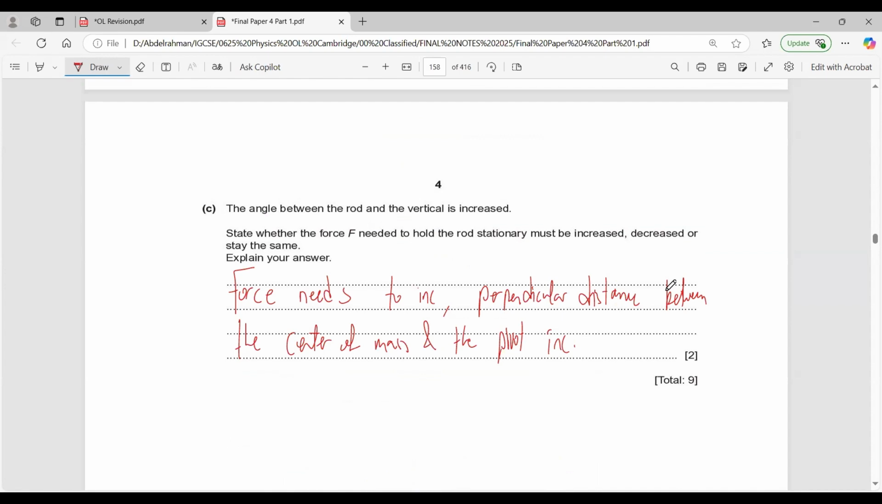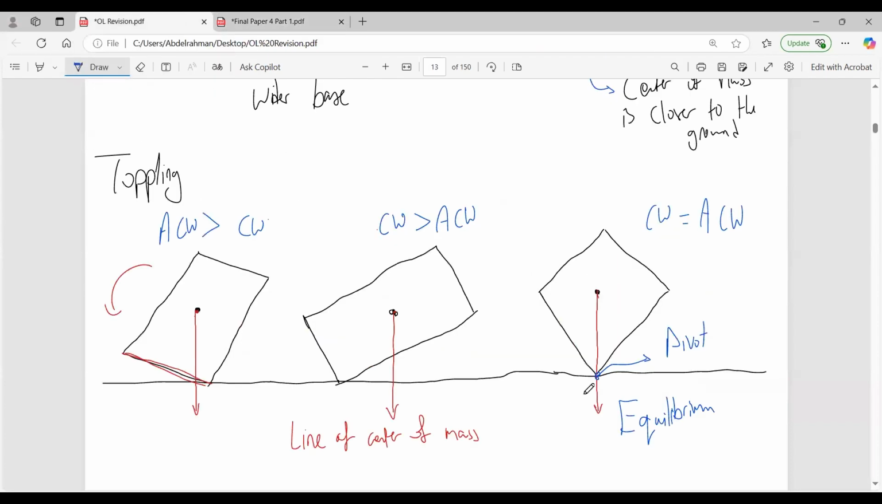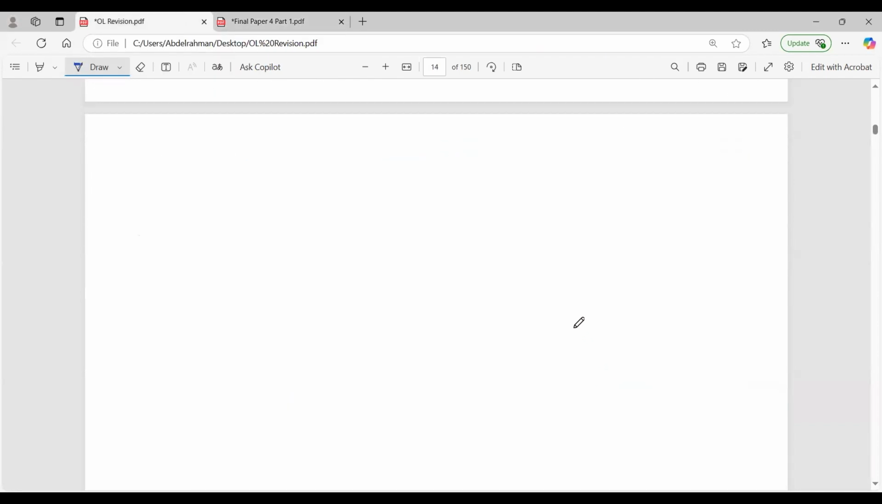Let's move on to momentum. Momentum is a really interesting session. Momentum is a vector. What is a vector? A vector is a quantity that has a magnitude and a direction. Being a vector is one of the most important properties of momentum.